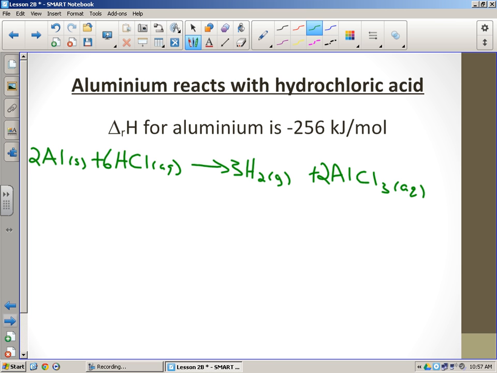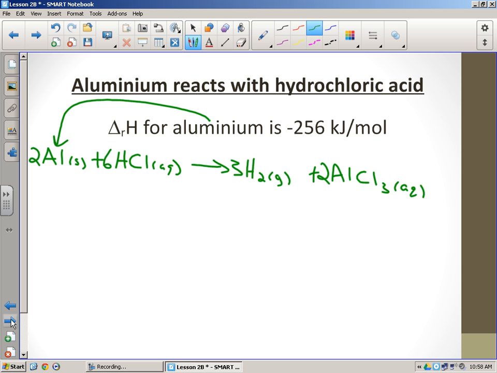Now, the delta RH, the reaction, by the way, that's what that stands for. So the reaction enthalpy that's involved with this is for aluminum, that one right there. So that's all I care about in this particular reaction. Is there one associated with hydrochloric acid? Sure there is. What is it? I don't know, and I don't care right now, because I specifically want you to use the aluminum here. It's a negative 256 kilojoules per mole.